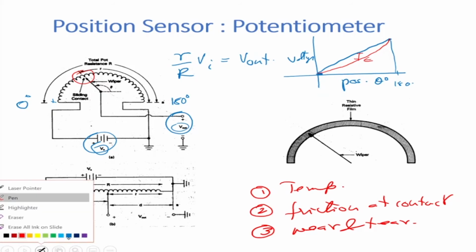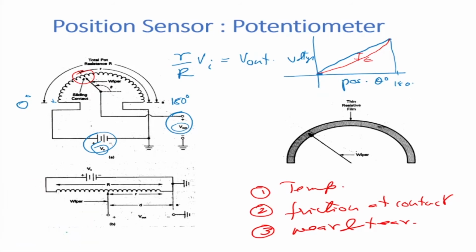Now the potentiometer is very simple. It is used extensively by students to do experiments to measure position. It is very cheap, 150 rupees. But it is not used in industrial applications because of these problems. After some time it will wear off, and it is not very accurate.